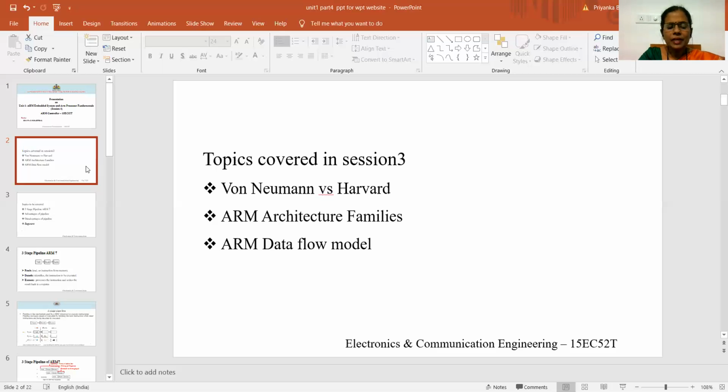Then later we discussed the ARM data flow model. With the diagram I explained how many elements or blocks the data flow model has. In total it has 8 elements, and each element is responsible for a certain function. Let me recall them. The first element is the instruction decoder, which is used to decode the instruction. Next is sign extend, which is used to extend the sign of the number. Third is the register file, which is used to save the data. It acts as a memory.